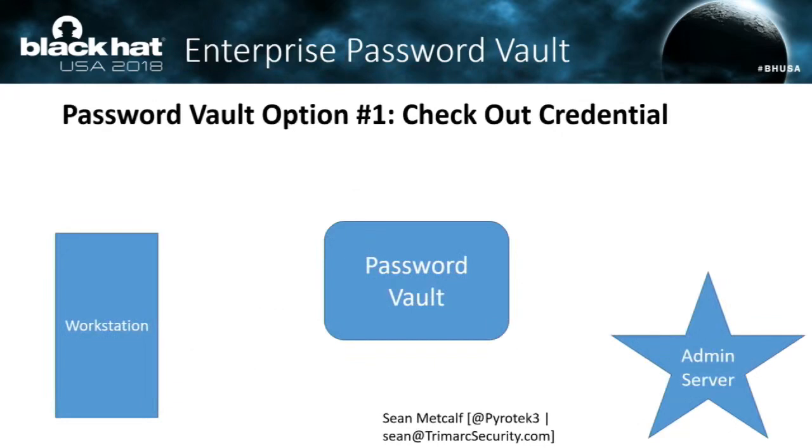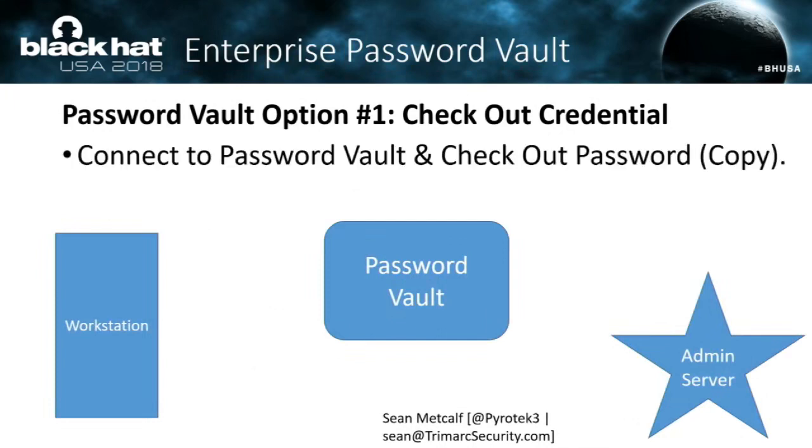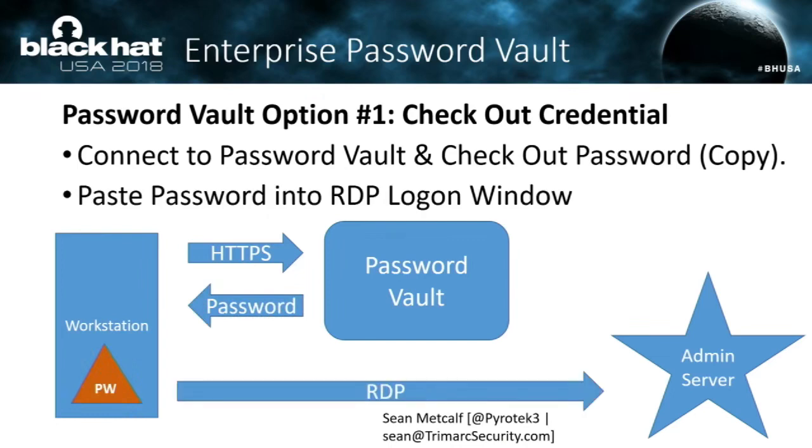But here's one of the options for an enterprise password vault that we see pretty commonly. Check out the credentials. So we have our workstation on the left, our password vault in the middle, and our admin server on the right. That's that star. And so what we do is we connect to the password vault via HTTPS, it's just a website, and then we check out that credential. Copy that password into our clipboard on our local workstation, and then we paste it into our RDP login window and connect to our admin server. It's fairly common, it happens a lot.